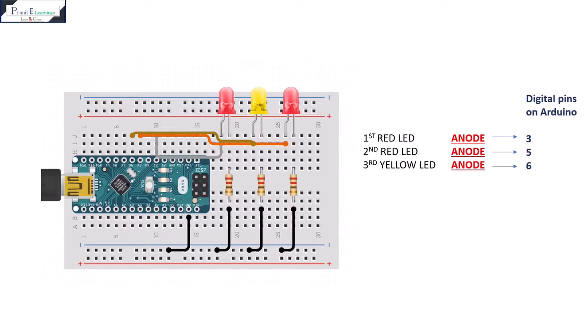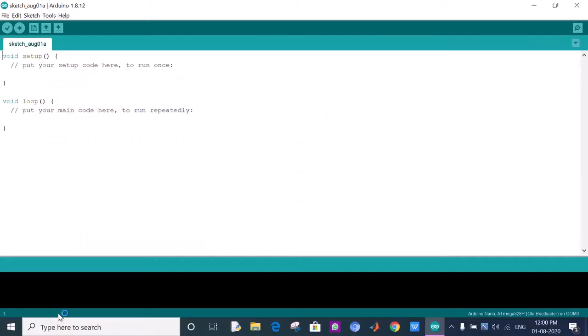Every anode of each LED is connected to a digital pin of the Arduino. That is, the first LED to the third digital pin of the Arduino, the second to the fifth digital pin, and the third to the sixth digital pin. And you can observe that all the cathodes of every LED are commonly grounded through a resistor. The resistor is nothing but a current limiting resistor, and the value of the resistor can be between 230 ohms to 1 kilo ohms.